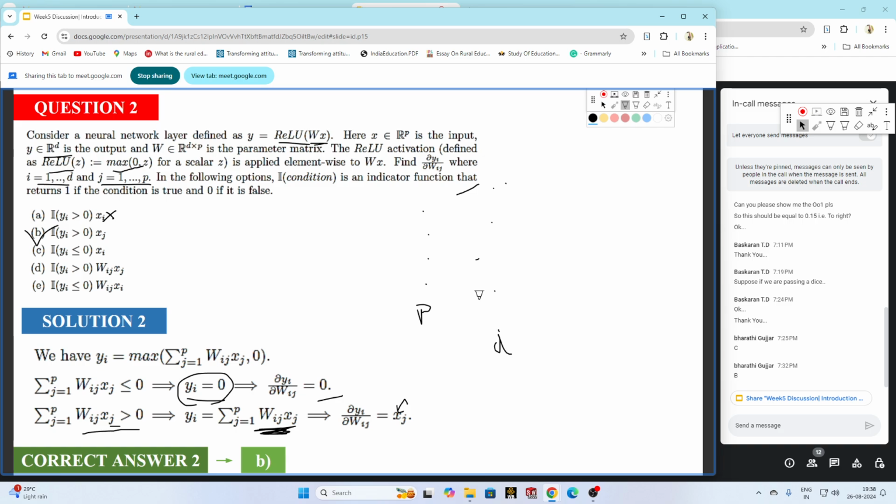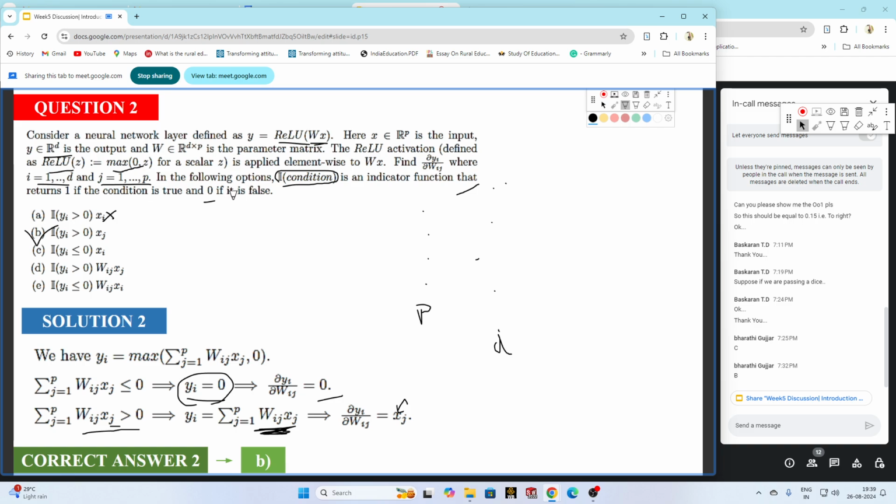One question: that indicator function, it's only for yi greater than 0, is it? How will it return false if it is less than 0? Can you please repeat? That I condition is an indicator function. Is it sufficient to write y greater than 0 only, or should we mention the less than 0 also? The indicator function returns 1 if the condition is true, or 0 if it is false.